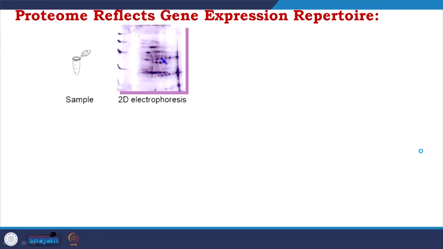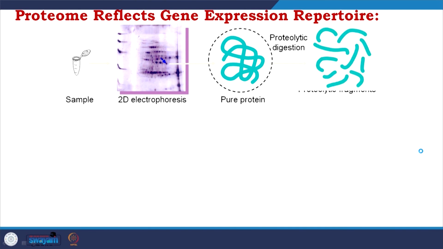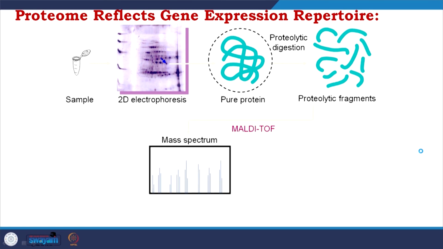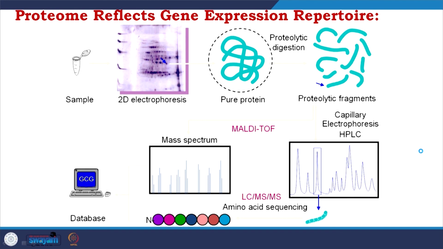Once you are working, as I told, you have the sample, you do the 2D electrophoresis, you get the pure protein, you do the proteolytic digestion and get the proteolytic fragments. That proteolytic fragment would go through the MALDI-TOF, you get the mass spectrum, or you purify with capillary electrophoresis, and then you go for LC-MS for amino acid sequencing, where with the mass spectrum or with the fragment you go for database searching.